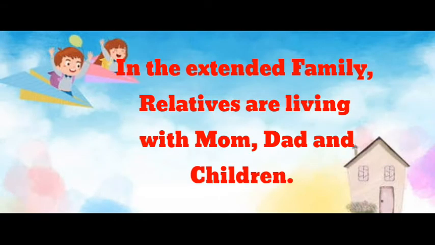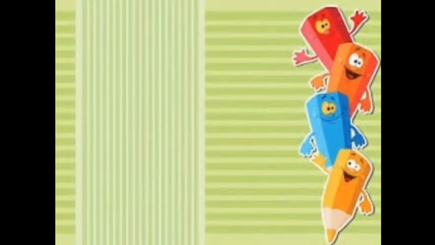Now the extended family is very large. Now, the members of the extended family may live close to each other or far away. They sometimes can also live in the same house, in a very big house. Now, in the extended family, relatives are living with mom, dad, and children. Remember, we said the extended family is made up of parents, children, and other relatives. So these other relatives live with the parents and children.